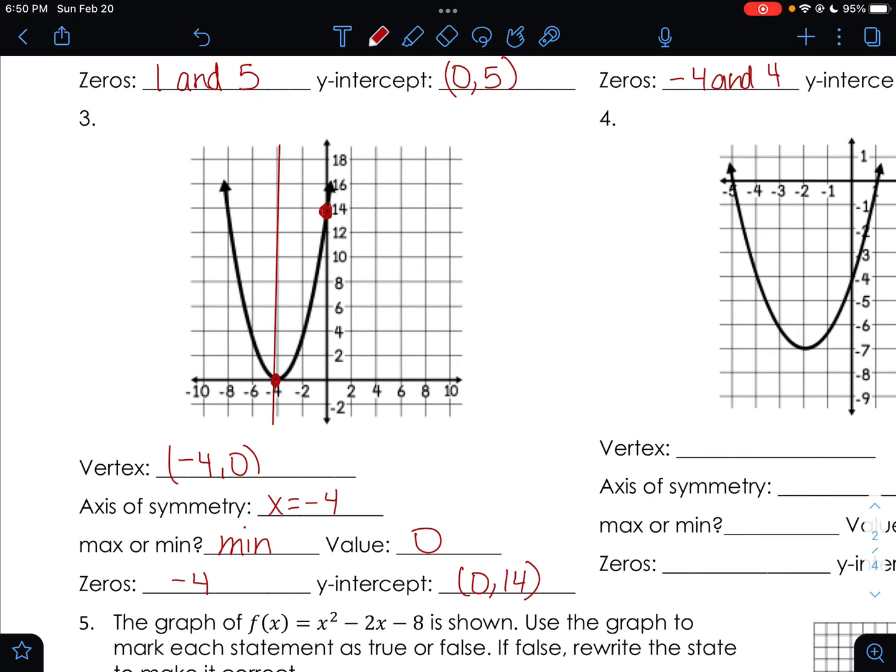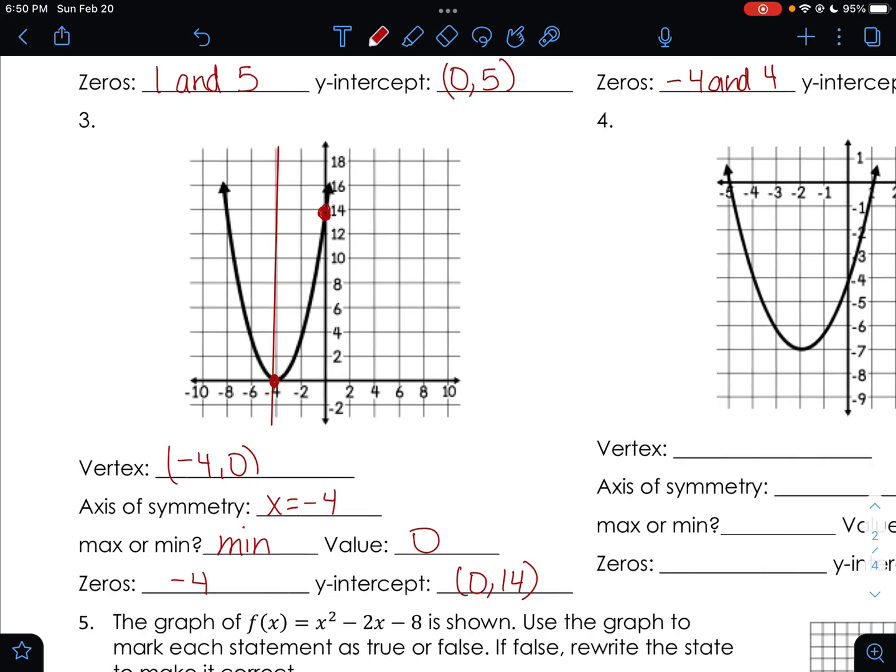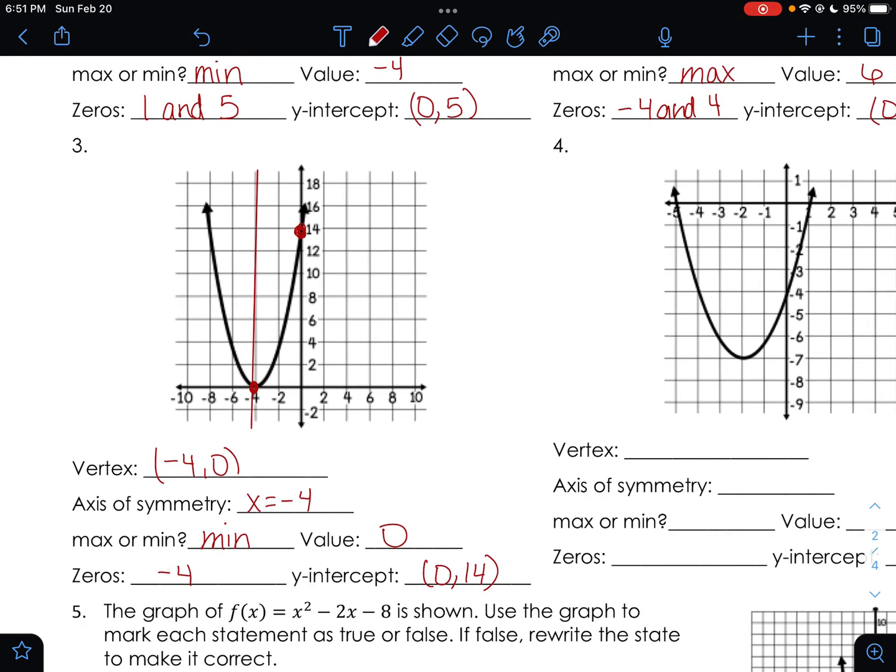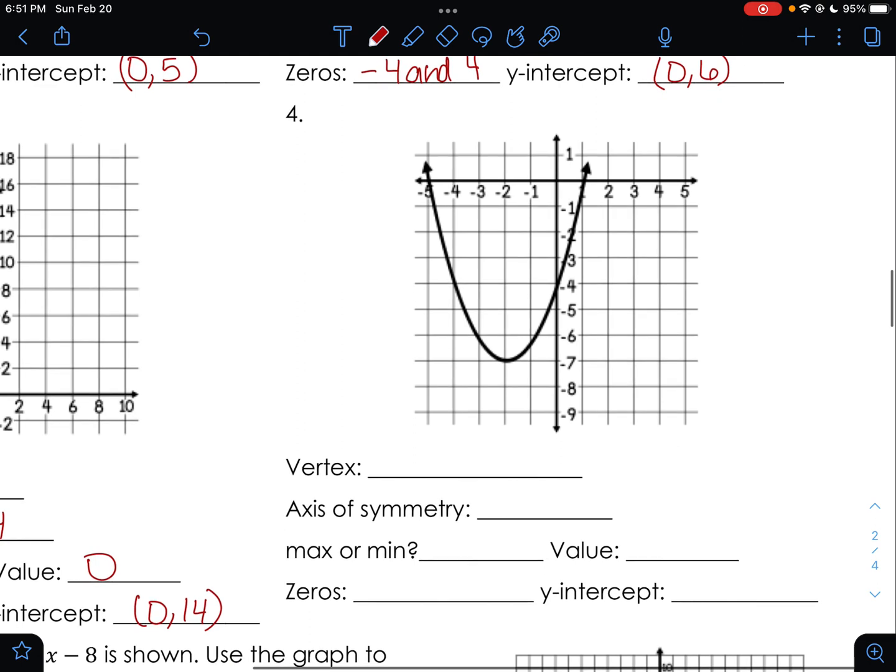So if you got them all right, give yourself a pat on the back. If you missed anything, make sure you correct it and make a note on why you missed it. That way, when you look back at your notes, you're able to remember the previous mistakes you make and not make them again. Okay, number 4, the vertex is this point right here, the lowest point on the graph.